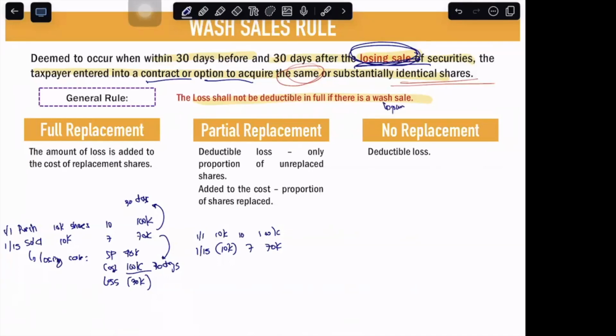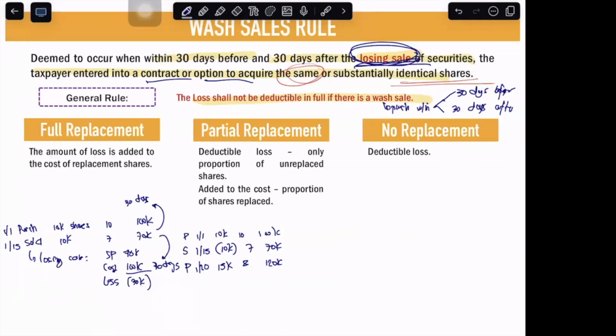So this is the purchase within 30 days before or 30 days after. Okay? 30 days before or 30 days after. So assuming on January 20, we purchase additional shares, 15,000 shares for 8 pesos. That will give us 120K. So this is a purchase, this is a sale, this is a purchase.